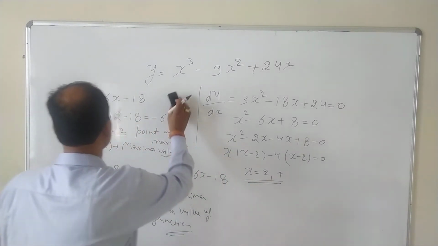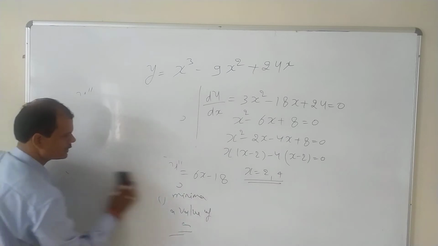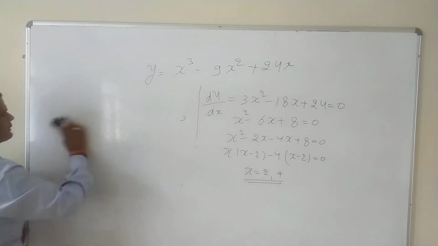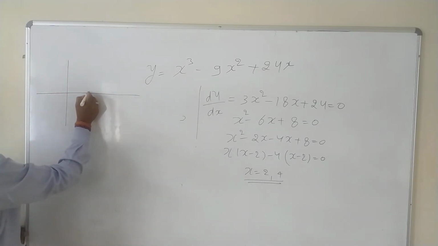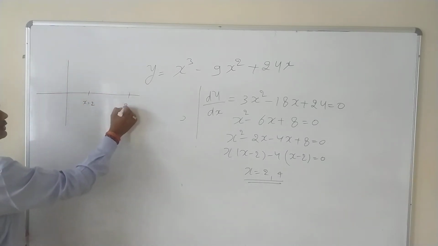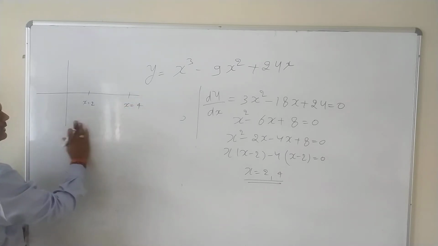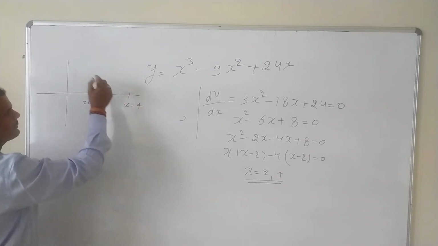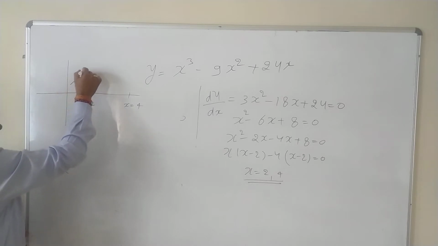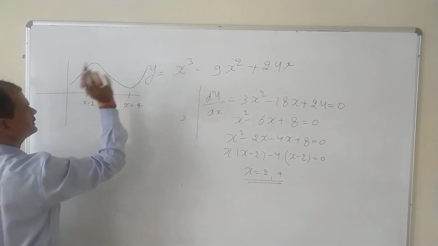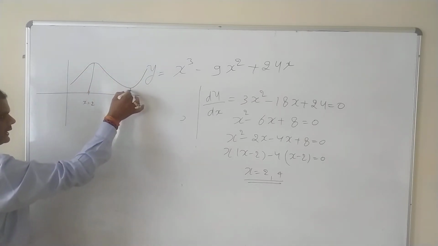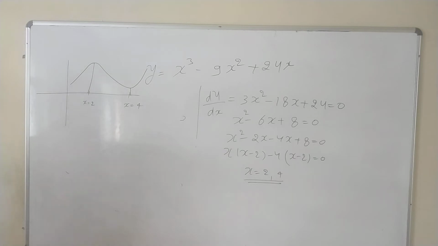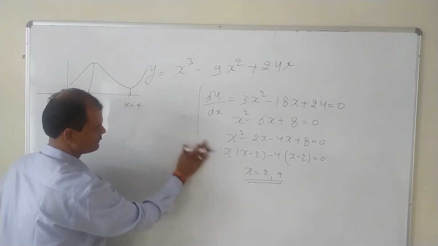fine. Now let us try to draw the curve. See, exactly we are not going to draw, I will just show that. So this is your x equal to 2 and this is your x equal to 4. At x equal to 2 we have maxima, at x equal to 4 we have minima. So it should be something like this, right? So this is your function, with maxima, minima points and maxima, minima values.